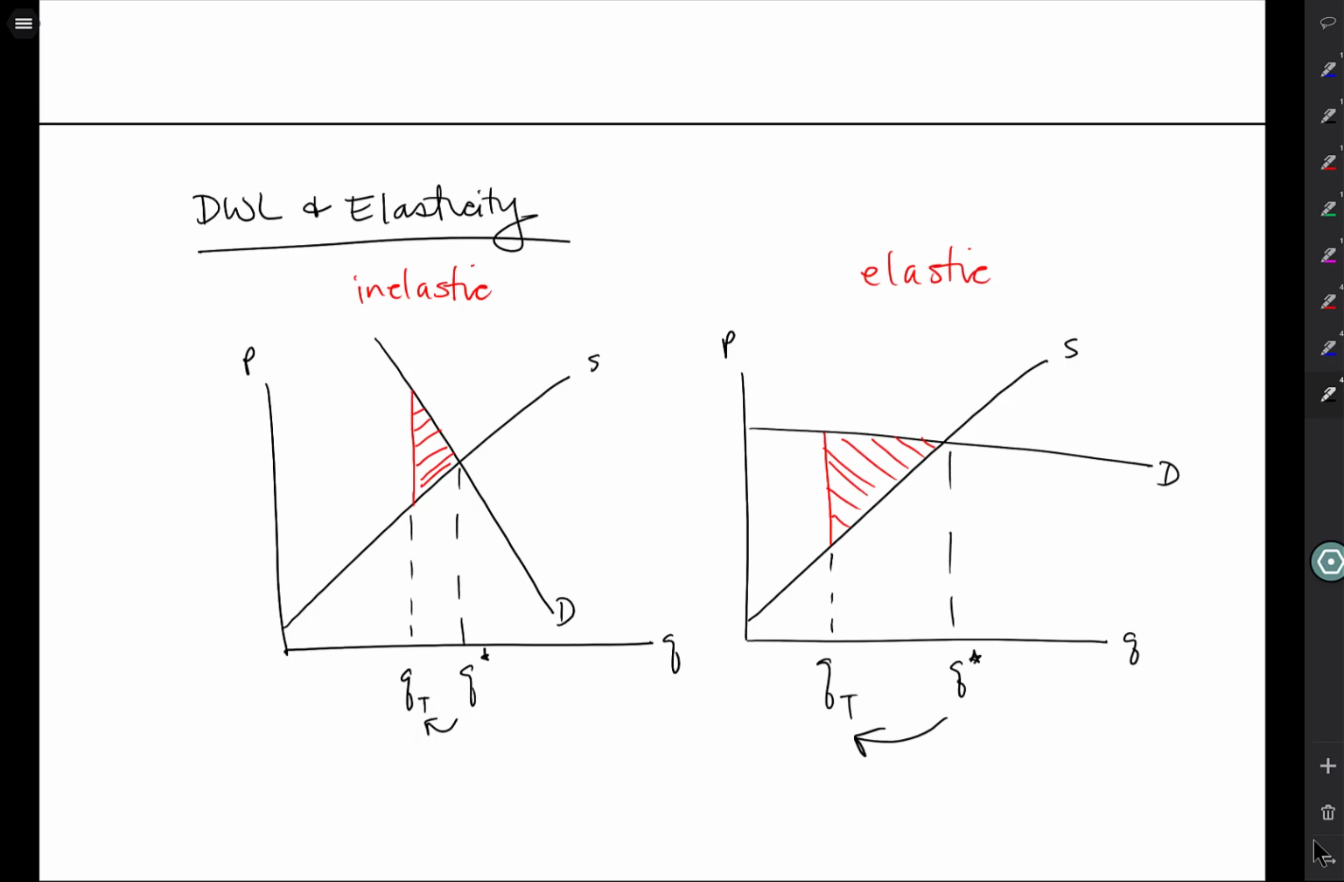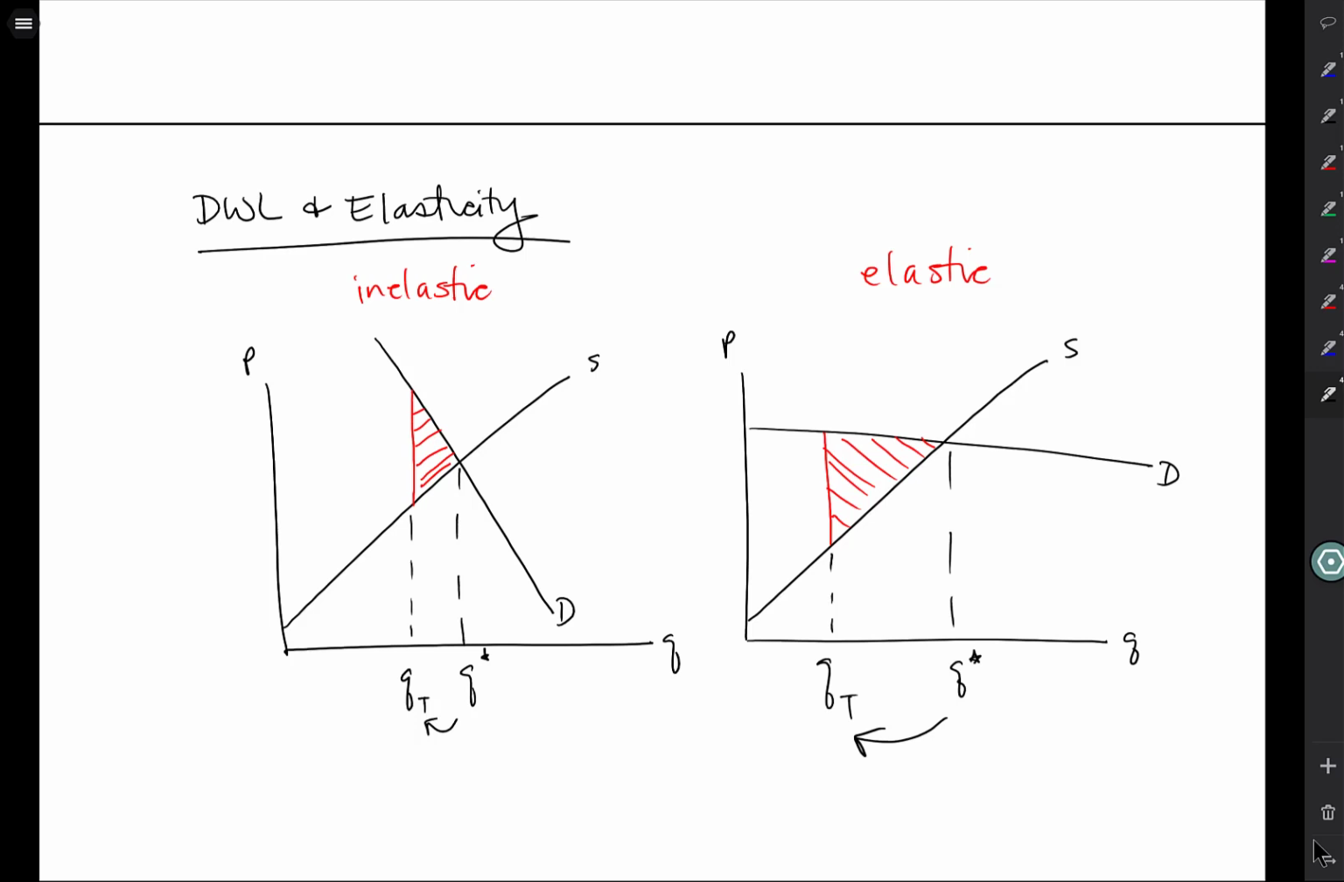You'd probably want to, at least I would if I were a policy advisor, advise that they tax the market on the left over the market on the right, because the market on the left has a smaller negative impact on participants, smaller deadweight loss, in other words, versus the market on the right has a bigger deadweight loss. So that's one thing I want to make sure you understand.